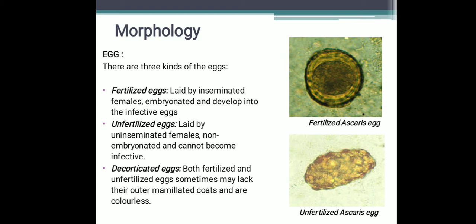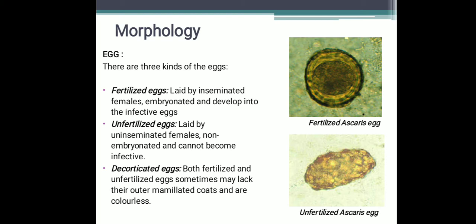They are enclosed in a shell consisting of 3 layers: the outer mammillated albuminoid coat, then a thick transparent middle layer, and the inner lipoidal vitelline membrane. The fertilized egg contains a large unsegmented ovum, leaving a clear crescentic area at each end. So that is for the fertilized egg.